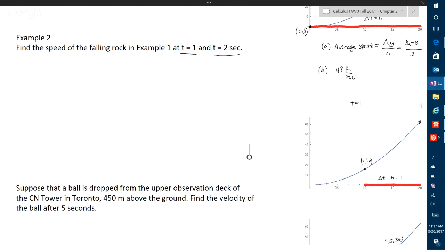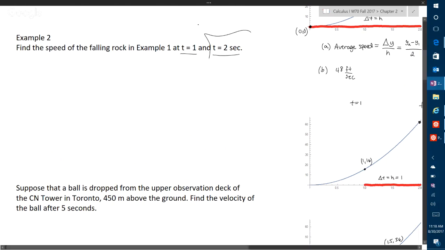So for t equal to 2, that would make your intervals. Which problem are we doing? We're doing example 2, the second part. We did the first part together, and I'm giving them a chance to practice.